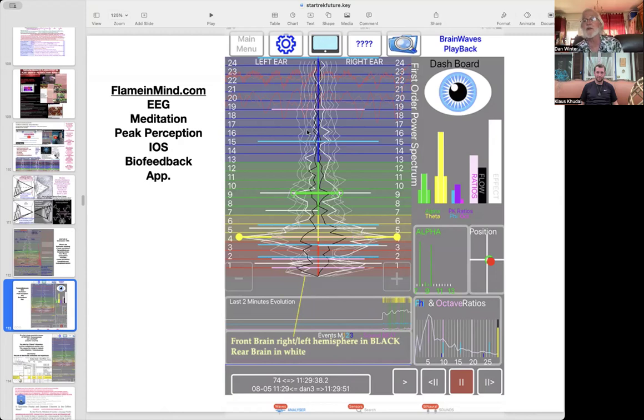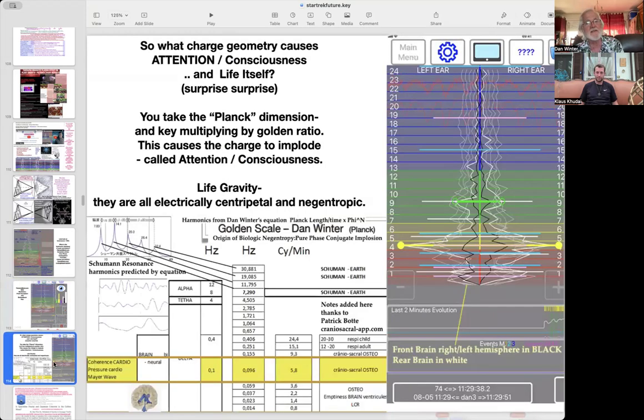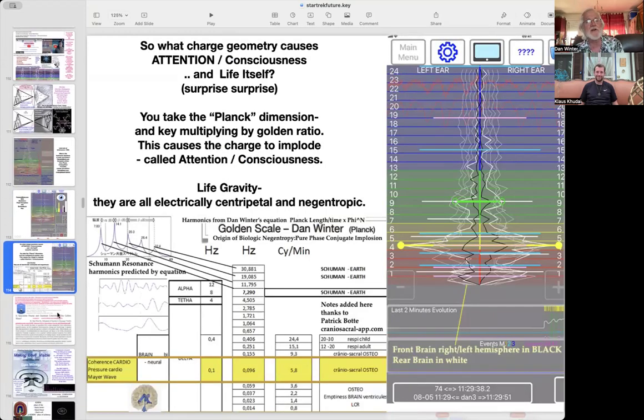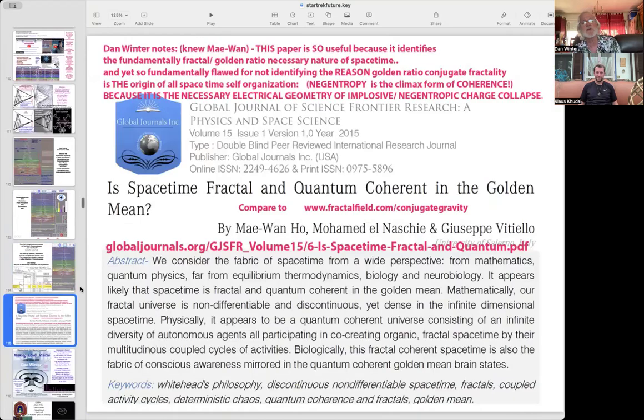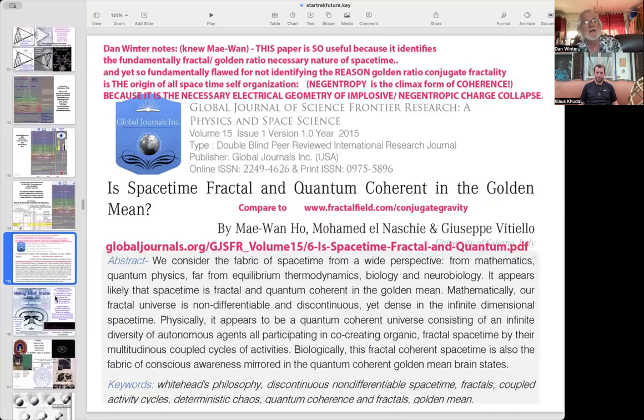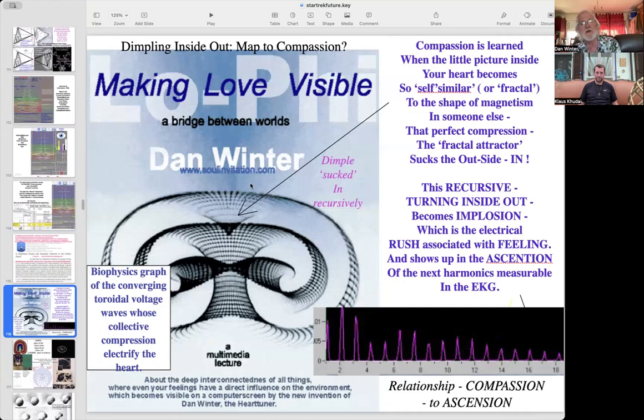So that's my work, to train. I can get the low frequency cascade, which is waves of bliss, very nicely. But coherent gamma, that's my job. But you can tell where you're at when you measure it. There are many articles. Our friend Mae-Wan Ho wrote that space-time is fractal and quantum coherent in the golden ratio, and that fractality perfected by golden ratio is the implosion.